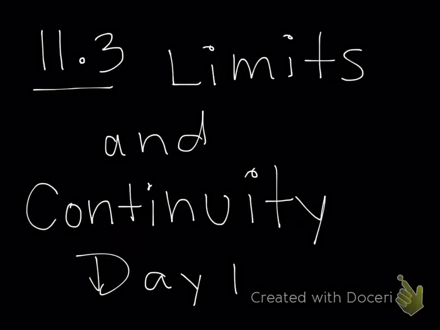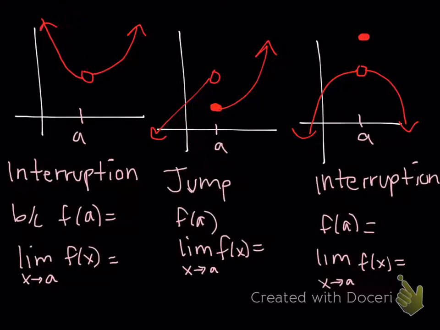Today we're starting section 11.3 and we're going to talk about limits and continuity. So here are 3 different pictures that we've seen over the past few days. Some vocabulary you're going to hear today is interruption versus a jump. This first picture has an interruption because of this spot right here. There's an open circle. F of A is not defined. However, the limit still exists.